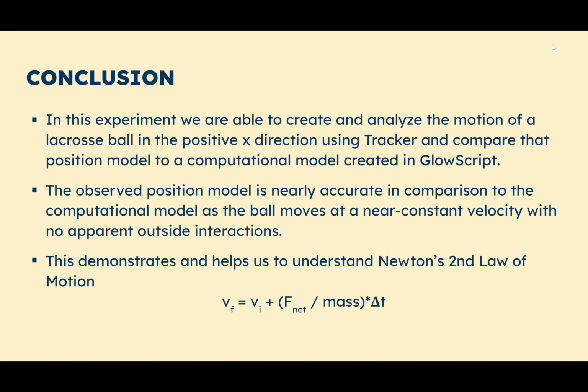In conclusion, in this experiment we are able to create and analyze the motion of a lacrosse ball in the positive x direction using tracker and compare that positioning model to a computational model created in GlowScript. The observed position model is nearly accurate in comparison to the computational model as the ball moves at a near constant velocity with no apparent outside interactions. This demonstrates and helps us to understand Newton's second law of motion.